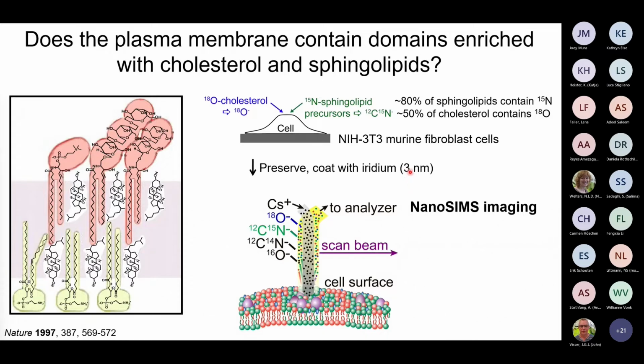We said we wanted to look at cholesterol and sphingolipids. Here we have a cell that we fed O18 labeled cholesterol as well as the sphingolipid precursors. That way the sphingolipids would contain nitrogen 15, and we could see them with the nitrogen 15 enrichment images. And for our O18 cholesterol, cells have receptors to take that up out of the medium. So that puts the O18 rare isotope into the cholesterol, and we could look at O18 enrichment to see cholesterol distribution on the cells. And we did the same preservation and iridium coating and same imaging parameters.